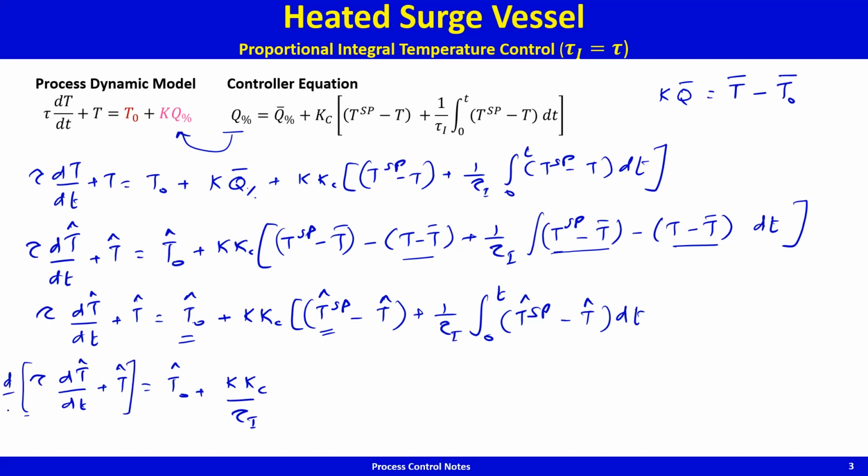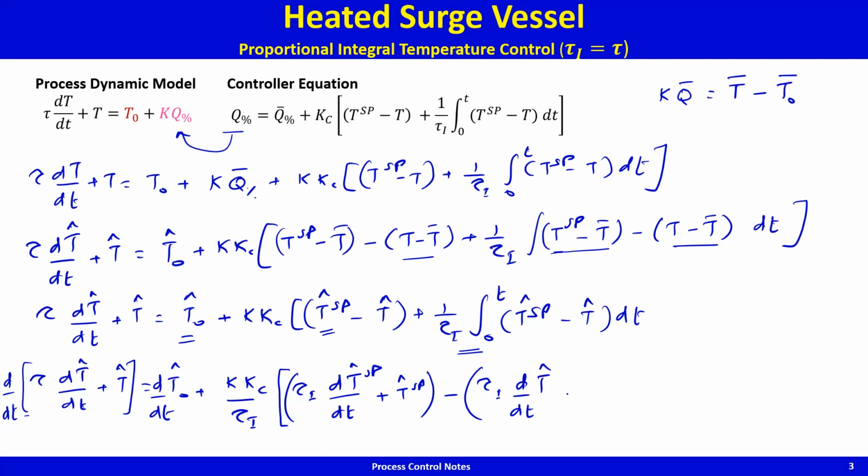If I differentiate both sides, this is what I'll get, and of course I'll get d by dt, and then the differential of the integral is going to be the function itself, so the differential and the integral will cancel each other, and so what you will get here is tau I times dT set point by dt plus T set point, that's one term, minus tau I times d by dt of temperature deviation plus the temperature deviation. This is what you get.